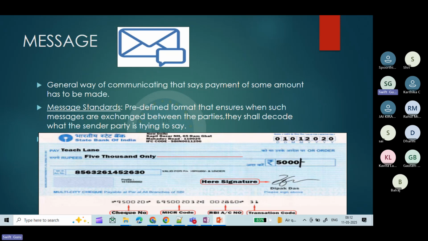So a message standard has significance in terms of decoding what exactly the other party is trying to say. A message standard is basically a predefined format that ensures that when such messages are exchanged between parties, they are able to decode what the sender is trying to say.